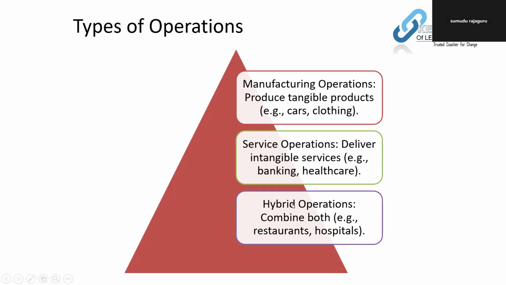Then there can be hybrid operations also. That means a combination of both. Restaurant: in a restaurant, there are tangible things, that means products, as well as it gives us the service, which is intangible. Hospitals also we can consider as a hybrid operation.